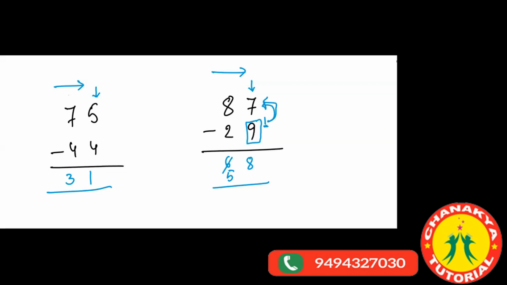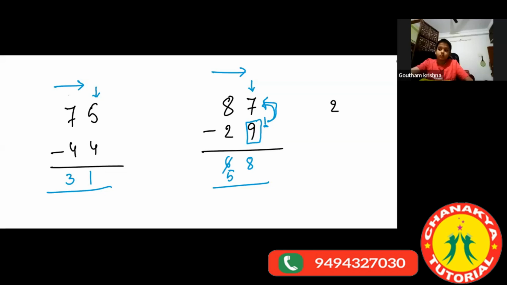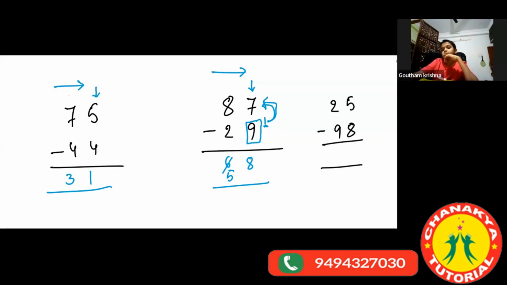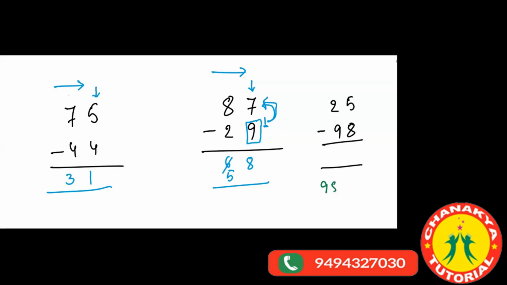Okay, let me explain one more example. What if the first place itself is a mismatch? Suppose it is given like 25 minus 98. The first place is a mismatch. It's not possible. In this case, what can we do to get the difference? We will change the value. We'll do one thing. We will subtract 25 from 98 first. Yes or no? Sir, after getting the result, we can represent it by a negative sign.